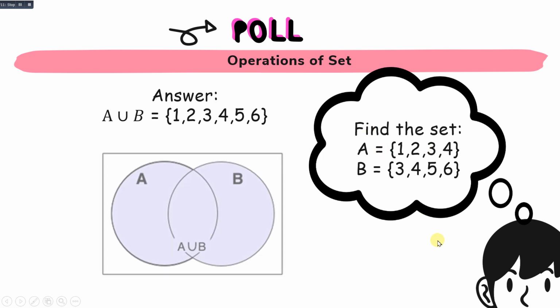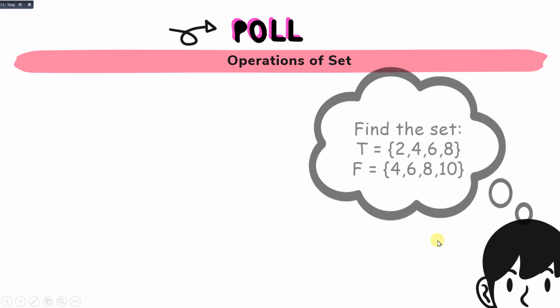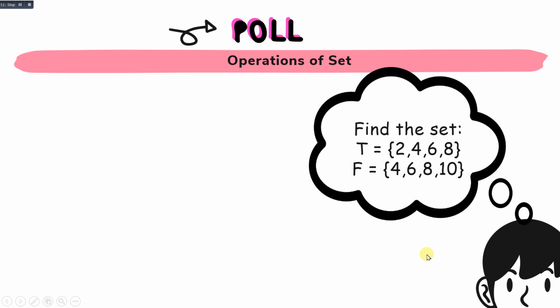Next, find the union of sets T and F. We have 2, 4, 6, 8 for set T and set F is 4, 6, 8, 10. The answer here is to find the union of the sets. We include all the elements in each set. So we have 2, 4, 6, 8, and 10. We do not repeat numbers. So that is the union of sets.